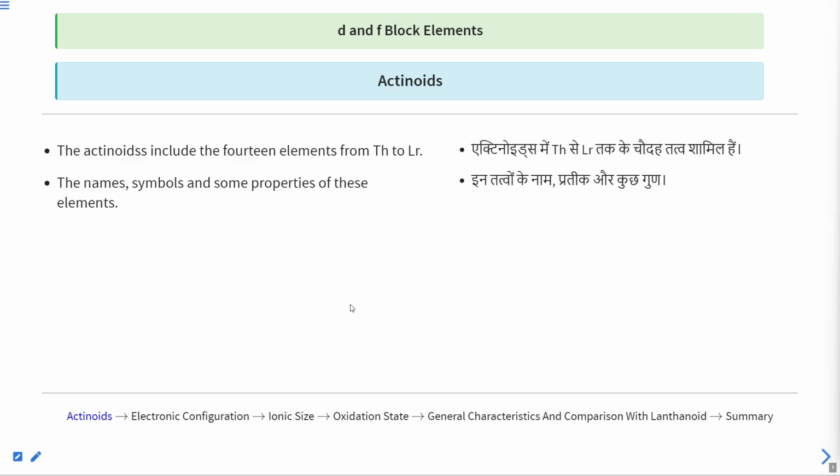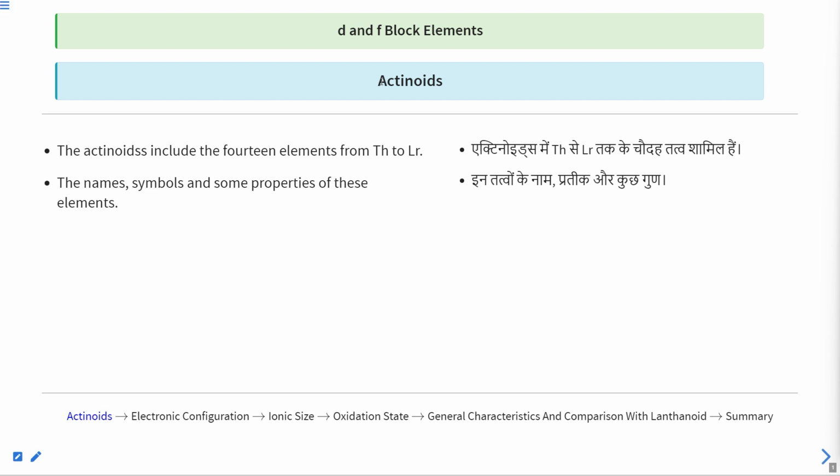My name is Shashank Shekhar. So today we will talk about actinoids. We have already studied lanthanoids. If you remember, the lanthanoids are present in one of the two panels at the bottom of the periodic table, and in lanthanoids the 4f orbital is filled progressively. If I talk about actinoids, then in actinoids the 5f orbitals are filled progressively.